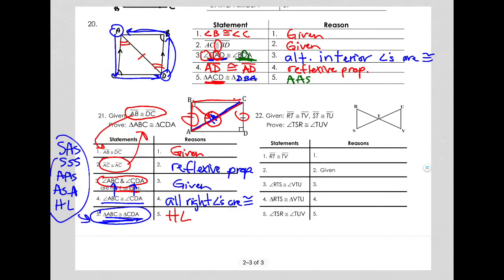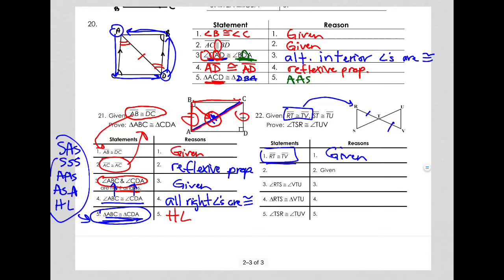Alright, last proof. So first let's see what we're given. The given here says RT is congruent to TV. Well, that is what's in the first line, and it was given to us, but what you should notice is it's not marked on the actual triangles. So we need to make sure we mark side RT congruent to side TV. So now we have those congruent. So make sure to mark as you go.